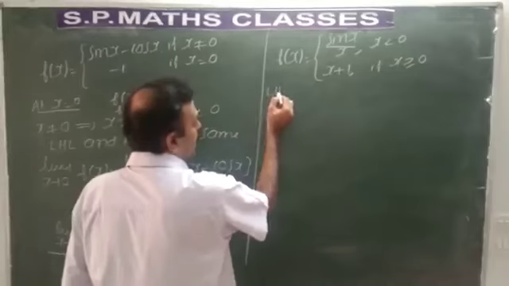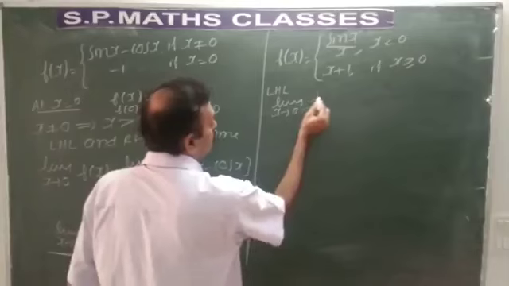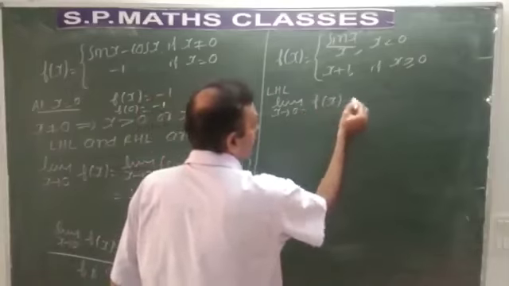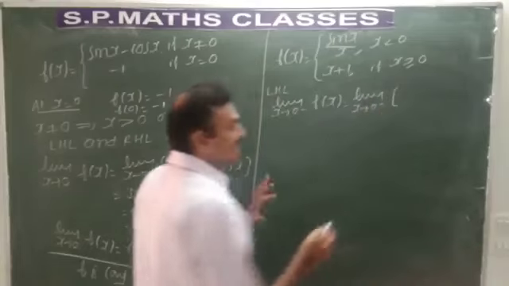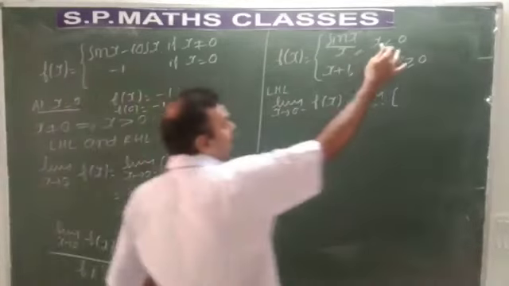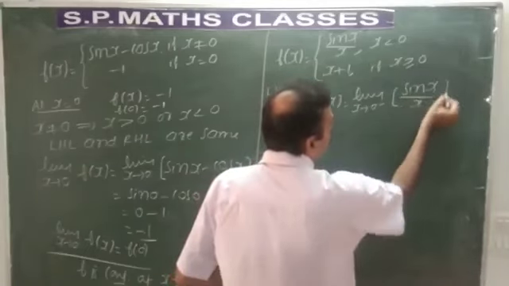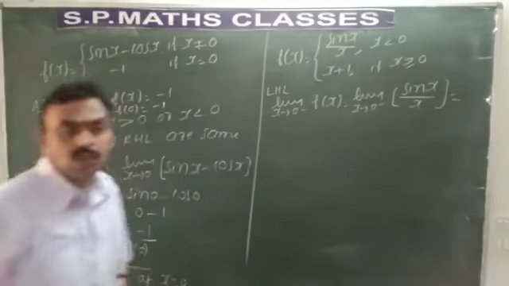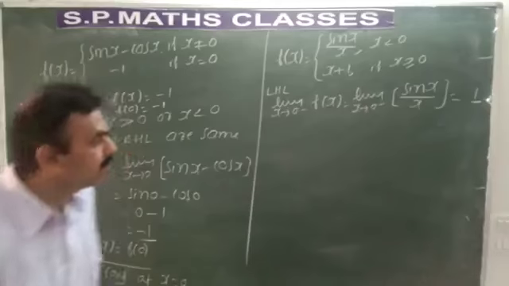I take a left hand limit now. Limit as x tends to 0 minus f of x. Limit as x tends to 0 minus, it is less than 0. Which is the function defined for less than 0? It is sin x by x. What is the limit as x tends to 0, sin x by x? It is a standard formula. Answer is equal to 1.